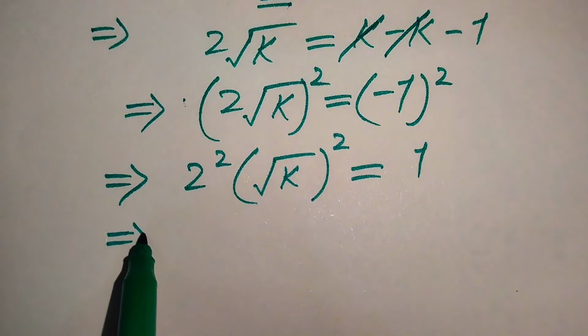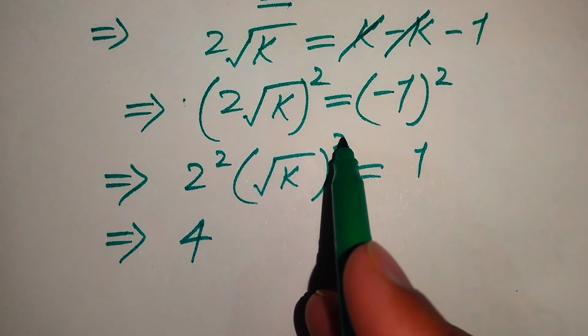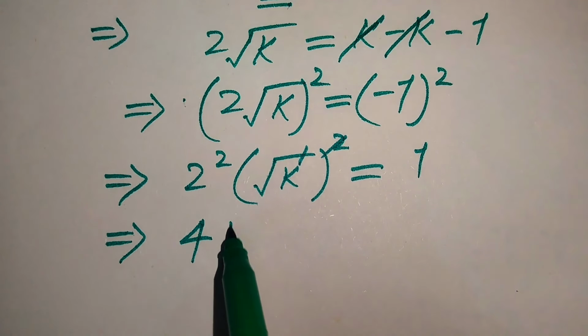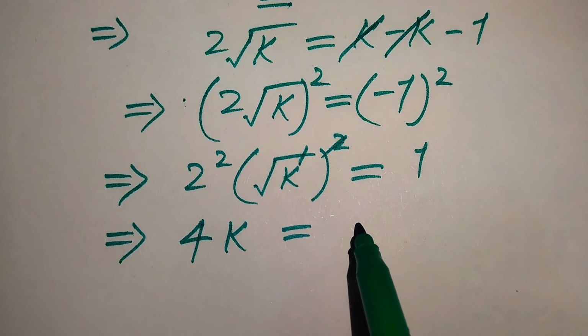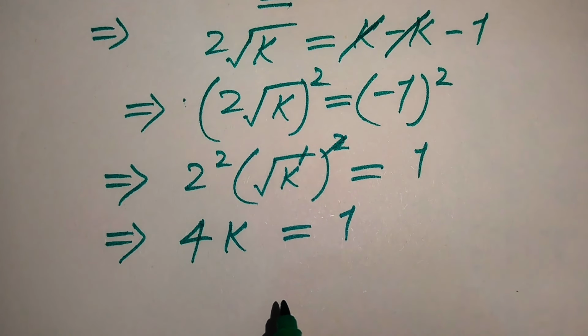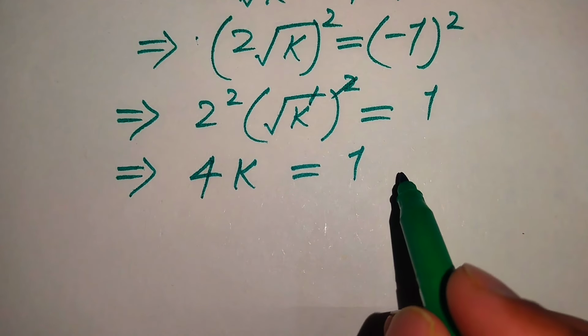And now you see here this 2 square becomes 4, this 2 and square root are cancelled out by each other, and we get here k is equal to 1. So here our target is to get the values of k.